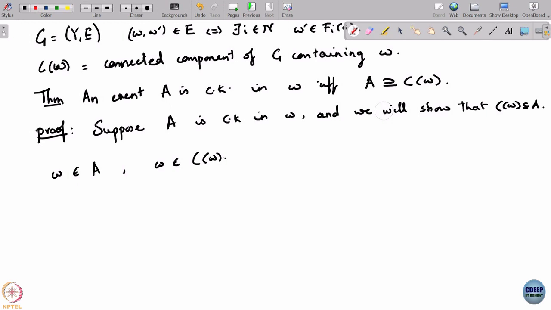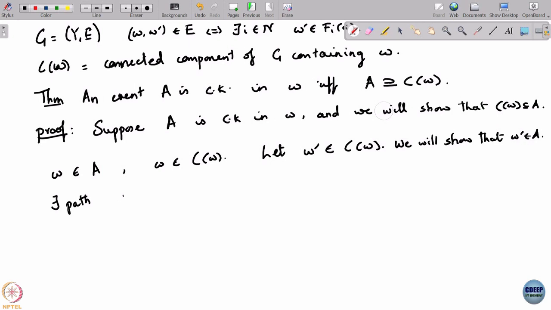Now, we want to show that C of omega is a subset of A. So we will take an arbitrary element of C of omega, let us call that omega dash. So let omega dash belong to C of omega. This is an arbitrary element of C of omega, and what we will show is that omega dash is in A. All right. So how are we going to show this? See, omega dash is in C of omega. Omega is also in C of omega. C of omega is the connected component containing omega. Omega dash is in that connected component.